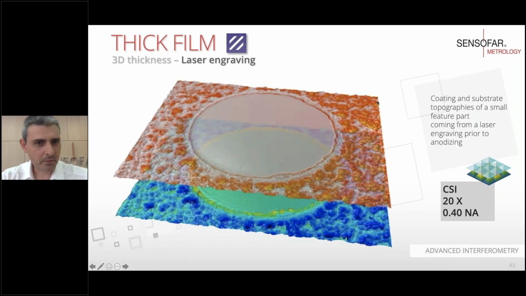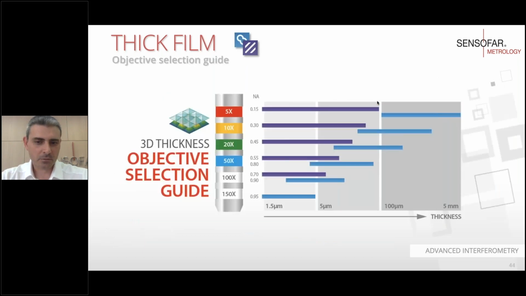So this is another example of a laser engraved on an aluminum anodized layer, in which we are able to see the aluminum substrate and the alumina layer on top. So in summary, if we compare confocal and interferometry for the three-dimensional measurement of thick layers, that's more or less the summary.